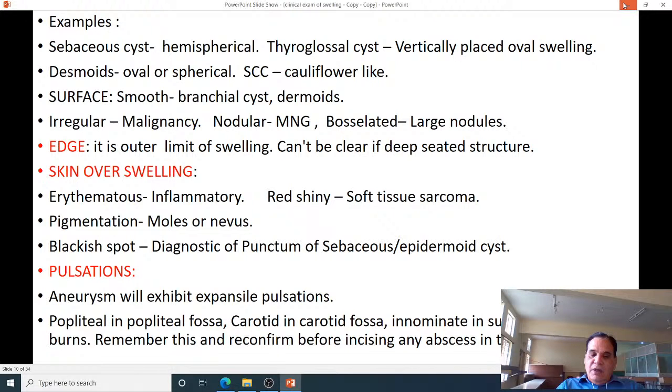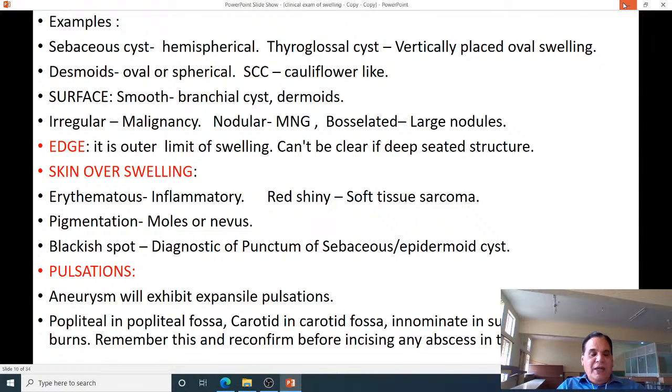Remember, aneurysm, commonest site is popliteal fossa. Any swelling in popliteal region, think of popliteal aneurysm. Any swelling in the neck carotid region, think of carotid tumor. Any swelling in suprasternal space, think of innominate aneurysm. Remember, why you should remember? Must give 10 times thought before incising, thinking it is an abscess. Never do that. Investigate, confirm, then only go for opening.